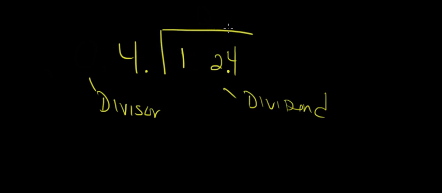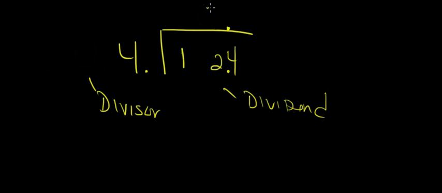You move the decimal up. That is exactly right. It goes right above, right in the quotient area. We move it straight up. We don't have to count places or anything like that. We just move it right up. And now we do our division.